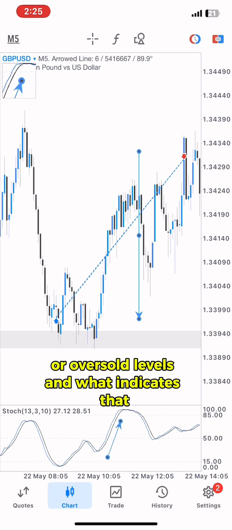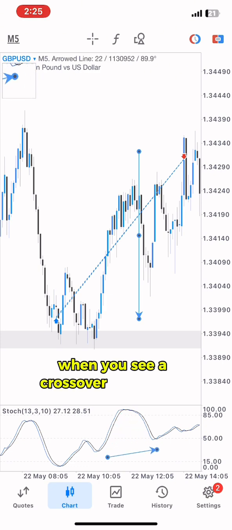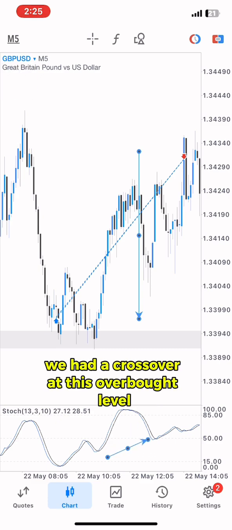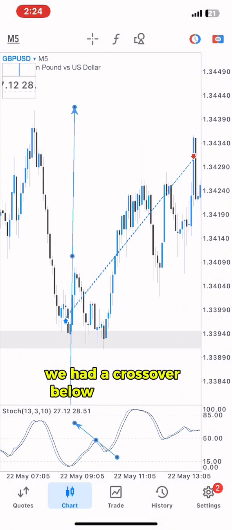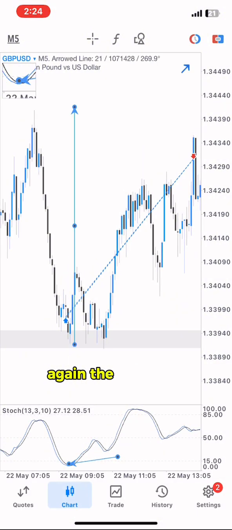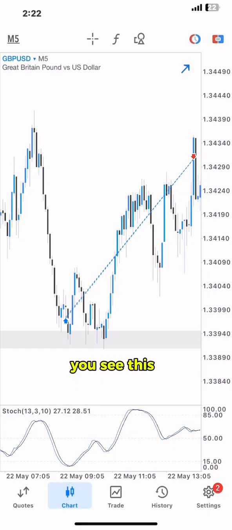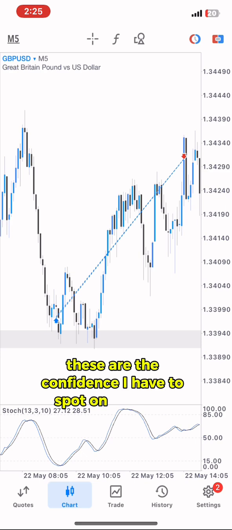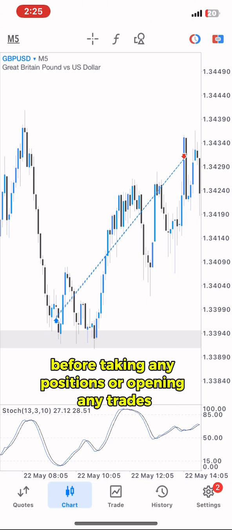And what indicates that this overbought area is going to hold? When you see a crossover. As you can see up here, we had a crossover at this overbought level and the price moved down. And as you can see, we had a crossover below our 15 level, again, the oversold area, and the price moved up after the crossover. You see, this stochastic oscillator is very powerful. These are the confluences I have to spot on my chart before taking any positions or opening any trades.